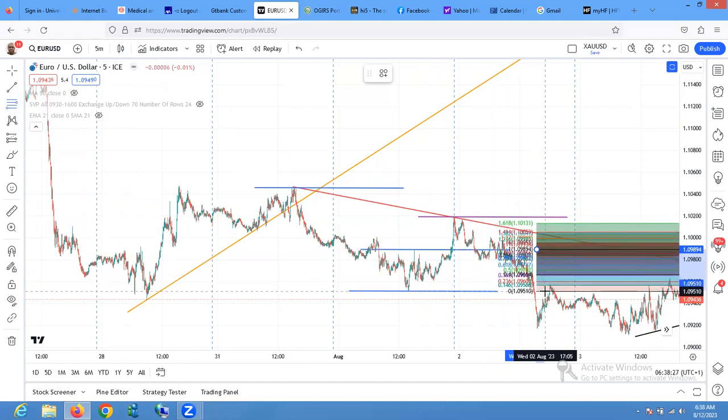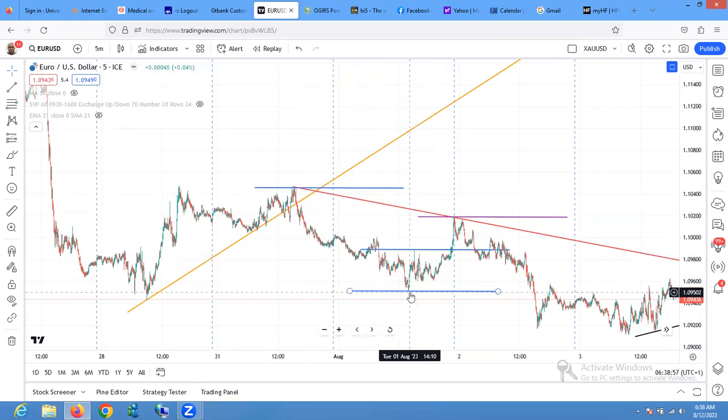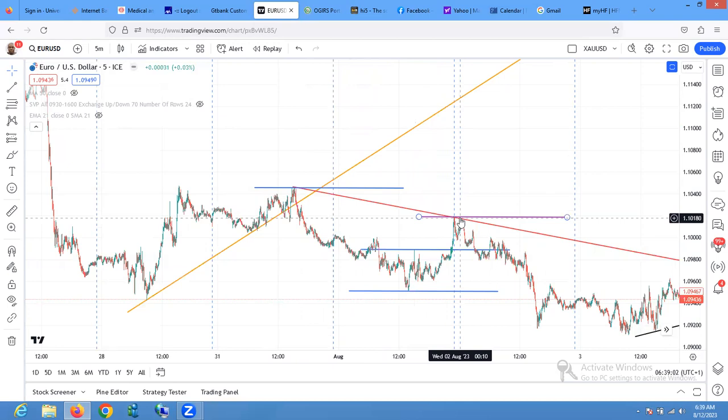Price does not behave. Price broke this, created this, and created this, and created this. So I might be saying that, okay, this is a new move. I might see that this one was an A of a new move. Then I'm looking at this one as a possible B of a new move to the upside because it has broken here. So that's where I'm going to align myself.